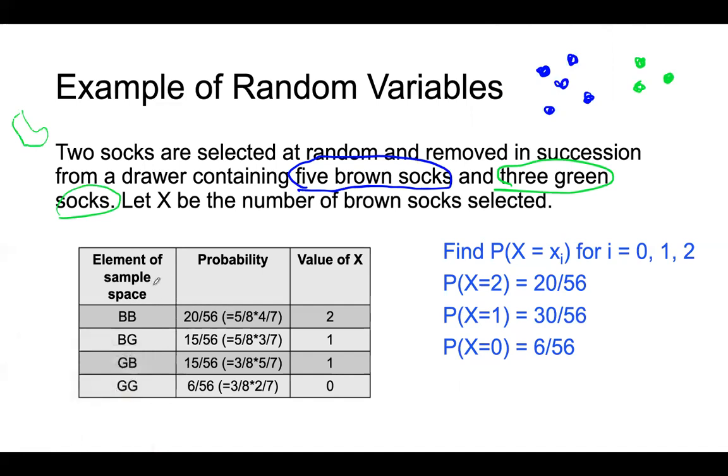So let's find, and we know our sample space. You draw one, and you can have brown, brown, or the first one can be brown and the second one green, or the first one can be green and the second one brown, or green, green. So you have these possibilities. Let X be the number of brown socks selected. So we're looking at the number of brown socks that we select.